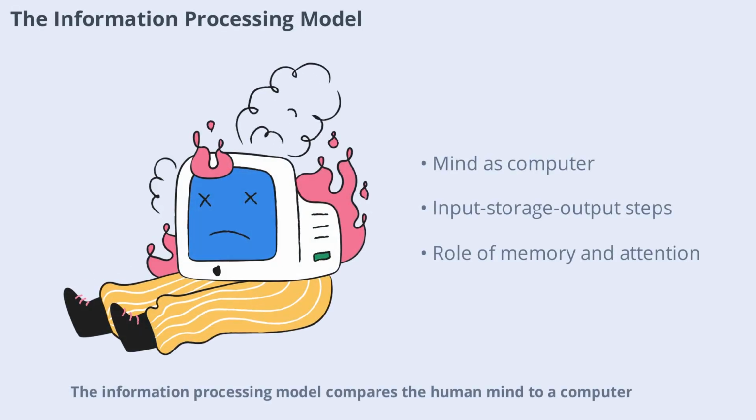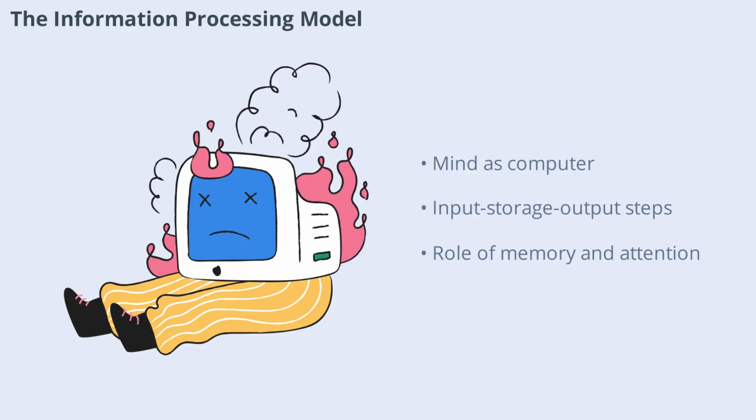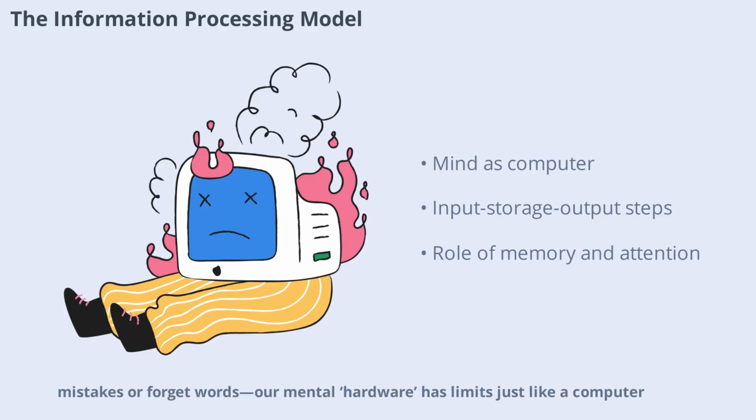The information processing model compares the human mind to a computer. According to this theory, language processing involves a series of steps: input, storage, retrieval, and output. When we hear or read words, our brains encode the information, store it in memory, and retrieve it when needed. This model emphasizes the role of working memory and attention in understanding and producing language. It also helps explain why we sometimes make mistakes or forget words. Our mental hardware has limits, just like a computer.